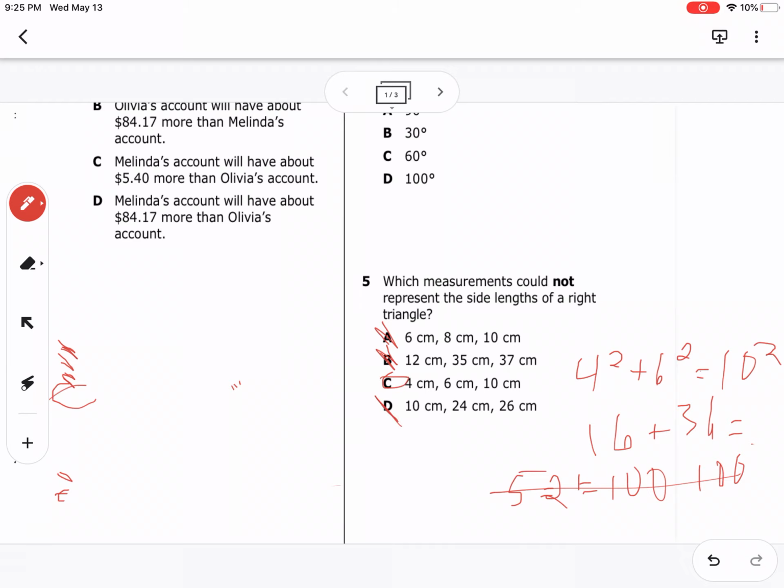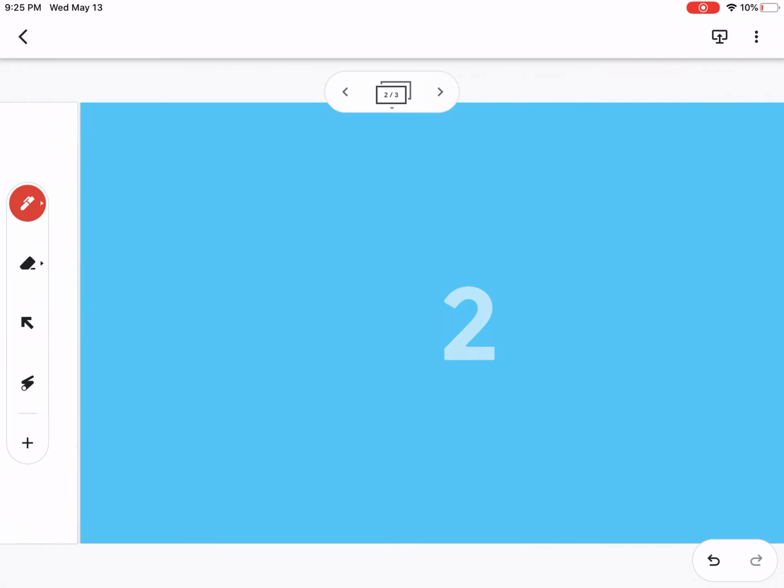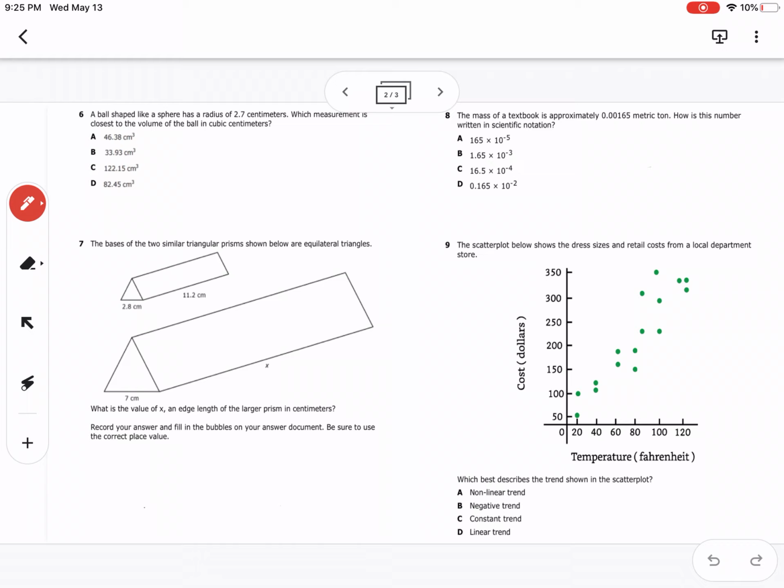You could go ahead and work D out if you would like to, but I'm not going to, because y'all should probably know how to do this by what I just did. Alright, so, let's go on. Now we go to number 6.